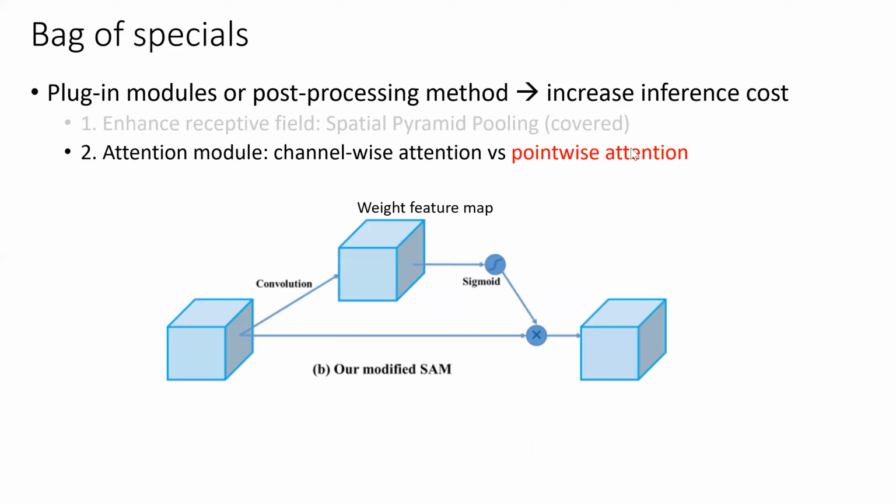And the second type, point-wise attention. Instead of learning a weight vector, here I learn a weight feature map. So it is multiplied back to the corresponding pixels in my original. The point-wise is more like self-attention, right? If I'm correct. Yeah.